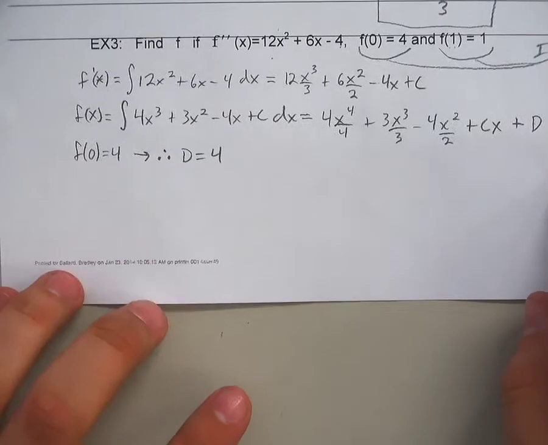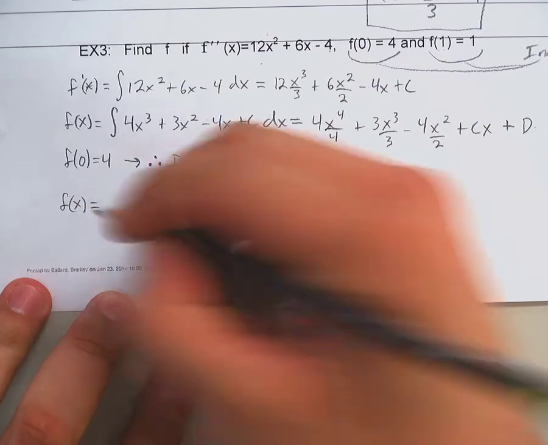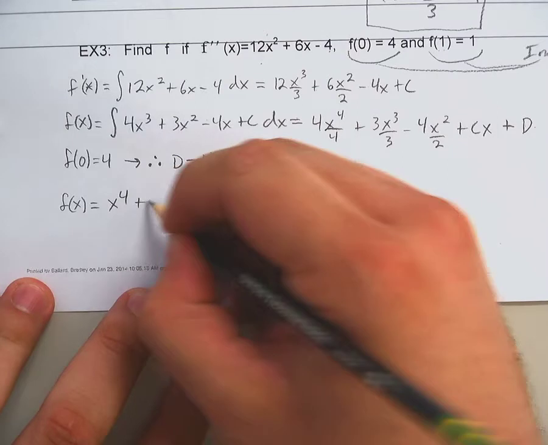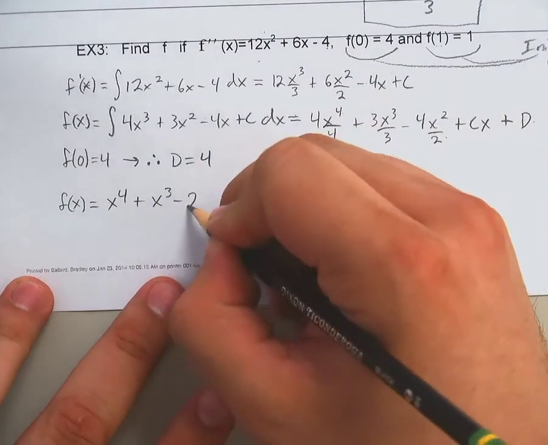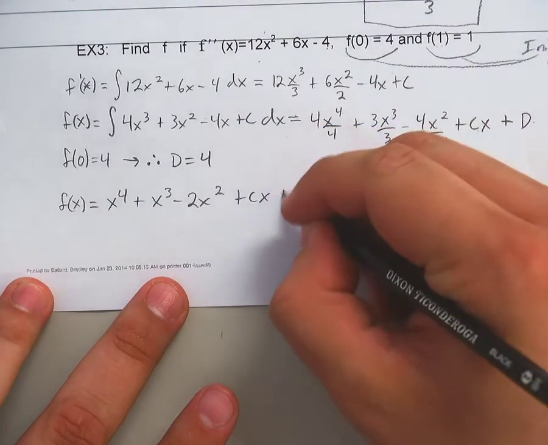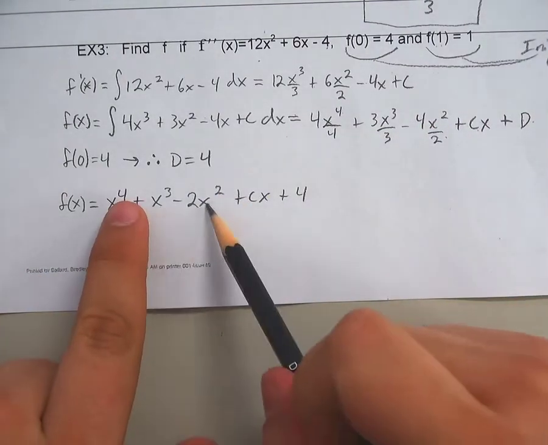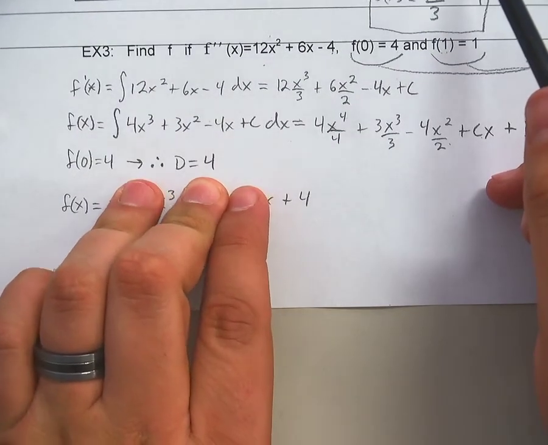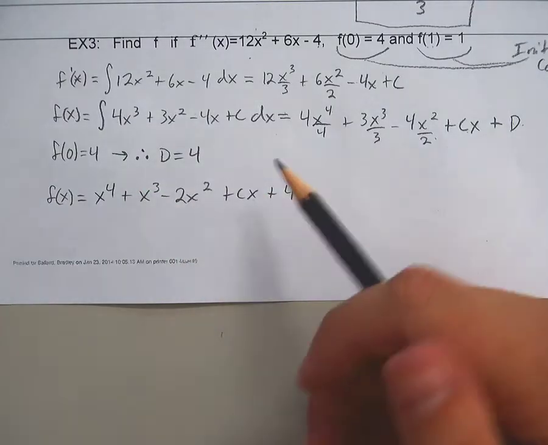So let's rewrite our equation here. I'm going to say f of x, and let's simplify this. This is x to the fourth plus x cubed minus 2x squared plus cx plus, and I'm going to call d 4. Because I know that if I put a 0 in for all of these x's, I have to end up with 4. And now I've only got one thing missing.